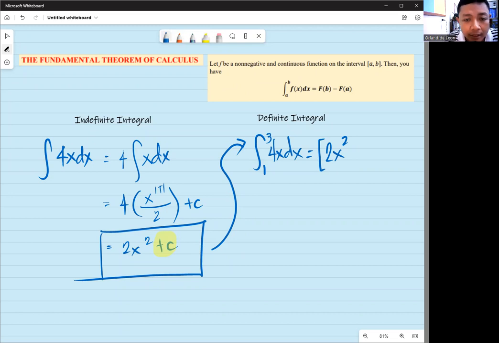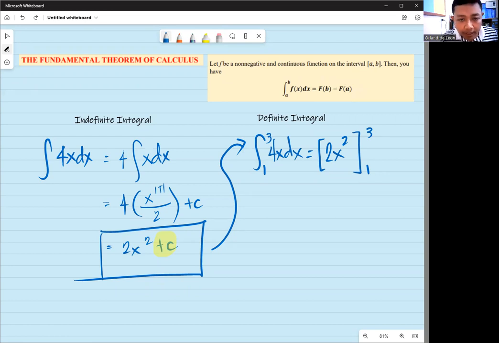Okay, so enclose it in a bracket, and then we will put the boundary. The boundary is from A to B, that's from 1 to 3. Can you follow? And so we will now be applying this formula. The function, substitute the value of x, which is b, and then subtract the function, substituting the value of x, which is a. In this case, this is our a, and this is our b.